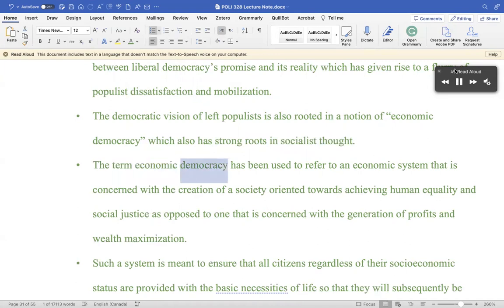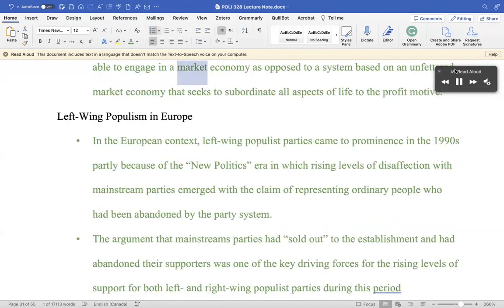The term economic democracy has been used to refer to an economic system that is concerned with the creation of a society oriented towards achieving human equality and social justice, as opposed to one that is concerned with the generation of profits and wealth maximization. Such a system is meant to ensure that all citizens, regardless of their socioeconomic status, are provided with the basic necessities of life so that they will subsequently be able to engage in the market economy, as opposed to a system based on an unfettered market economy that seeks to subordinate all aspects of life to the profit motive.